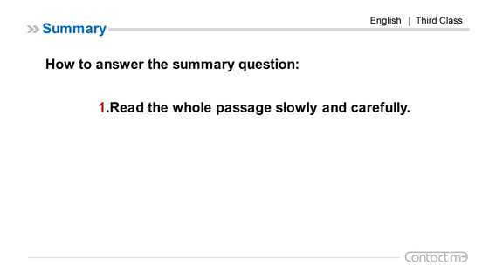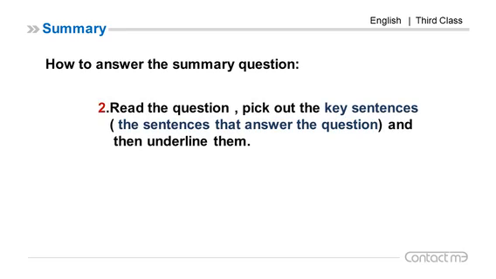First, or number 1, read the whole passage slowly and carefully. This reading will help you to know the general idea about the passage, what the passage is talking about. Number 2, there is a question below the passage. Your aim is to read the questions. Pick out the key sentences, the sentences that answer the question, and then underline them.